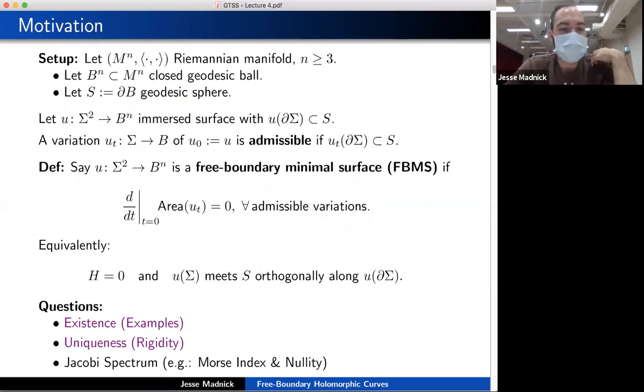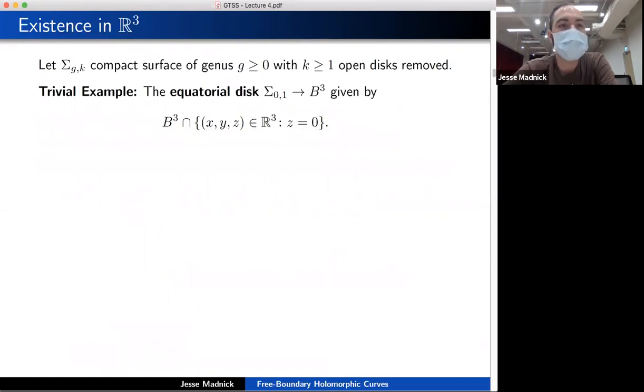And another question you can ask, which I won't address in this part, is that of the Jacobi spectrum. So can you say something about the Morse index? Can you classify those of lowest Morse index? Can you get some sort of bounds on the index or the nullity? We'll discuss that in the context of the other problem, the Lagrangian problem. But certainly there's been a lot of work done on the Morse index in this context as well, but that's not our focus today. So let me give you just a list of a few examples.